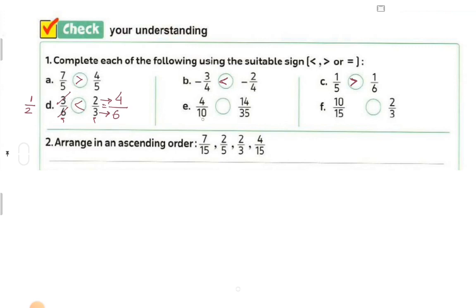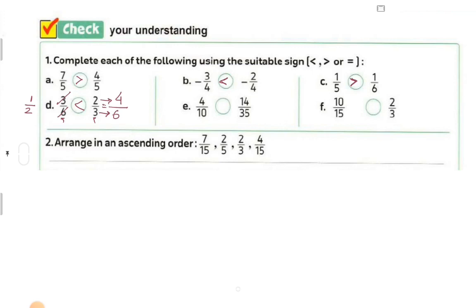Here we have 4 over 10, 14 over 35. How can I figure out which one is the smallest or the greatest? Let's try. Can I convert 4 to 14? No, because 14 is not a multiple of 4. Can I convert 10 to 35? No. Why? Because 10 times what equals 35? There is no way. So, how can I compare these fractions?